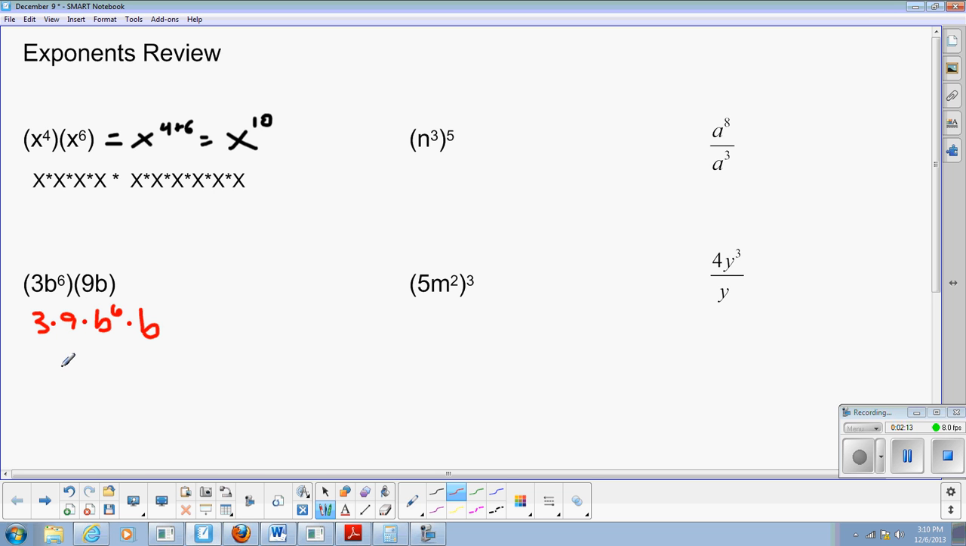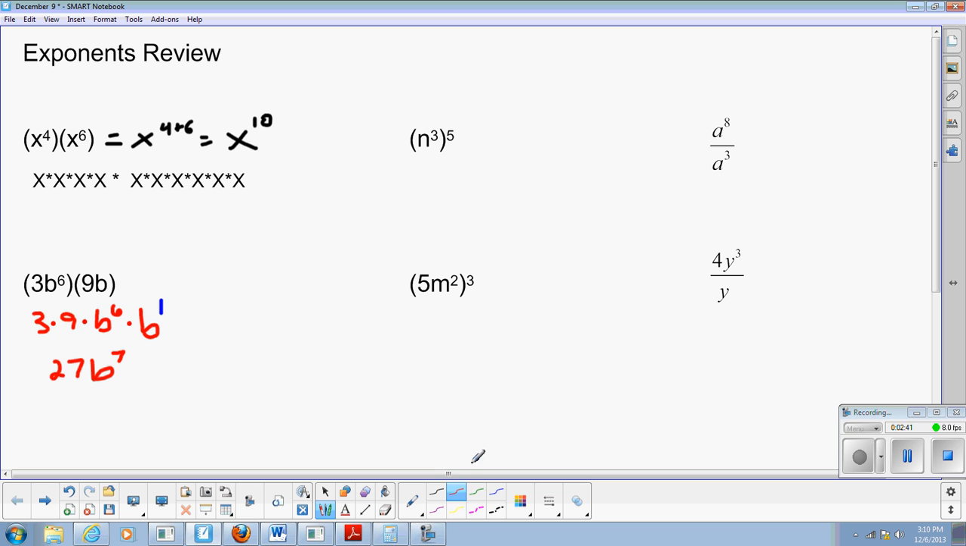3 times 9 is 27. When I have b to the sixth times b, this is a 6 here. What's the exponent that's up here? Even though there's not one written, think for a second. The exponent there is actually what? That's correct, it's 1. So I will do b to the 6 plus 1, or b to the 7th. So these are two examples of problems that you'll be doing. You'll be adding the exponents because you have the same base.